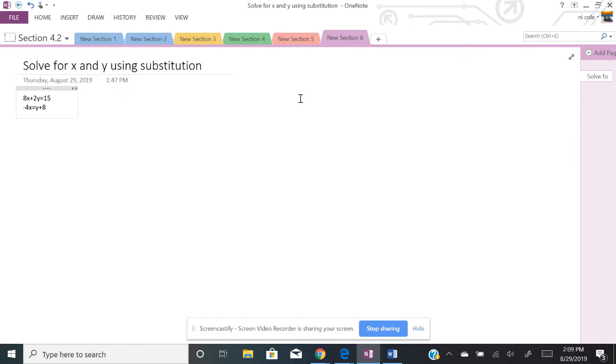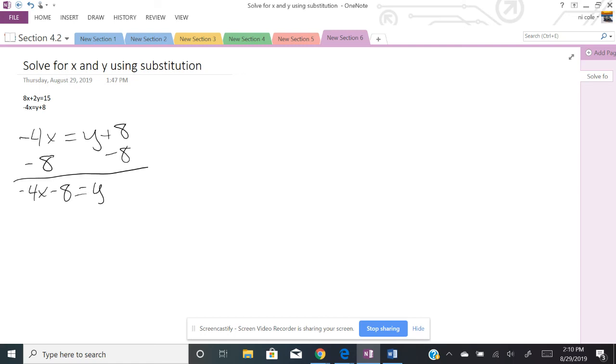All right, my next problem. Remember, I need to isolate x or y. Do I have a single x or a single y in equation 1? The answer is no. Do I have a single x or a single y in equation 2? The answer is yes, I have a single y. So I'm going to copy negative 4x equals y plus 8. Solve for y. So I get negative 4x minus 8 is equal to y.